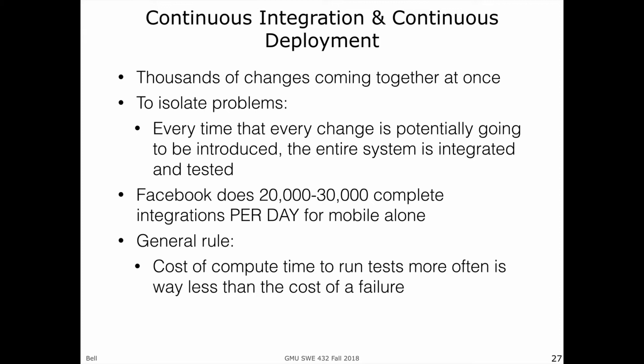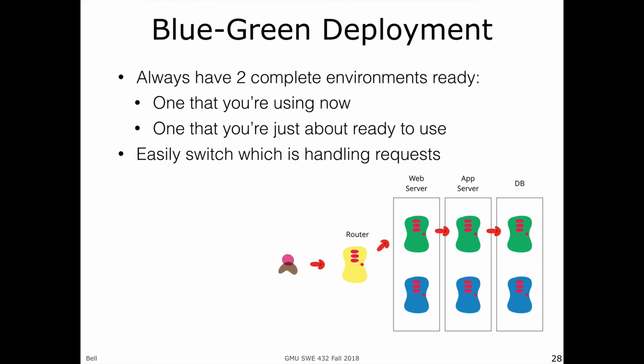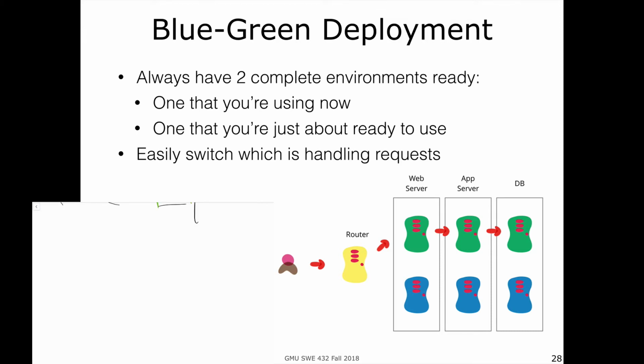So what are other kinds of models that we can look at? One is blue-green deployment. This is, again, something buzzword worthy. In a blue-green deployment, we always have two complete environments ready. The one that we're using right now in production that has our app that's servicing user requests, and then also one that we're just about ready to use. And then we have some easy way to switch so that we can handle requests in a different one.